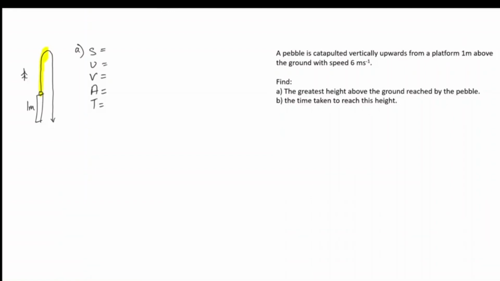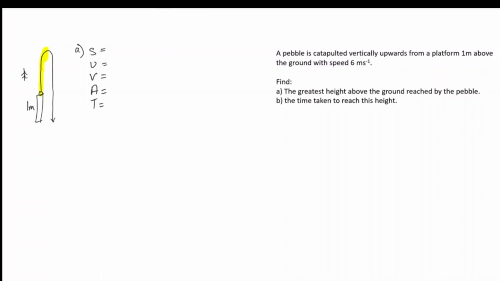I've chosen up as the positive direction. The particle is about to stop going up and start coming down. Its velocity is changing from positive to negative. Its velocity for a split second is 0. We're going to use that fact to try and solve this question.